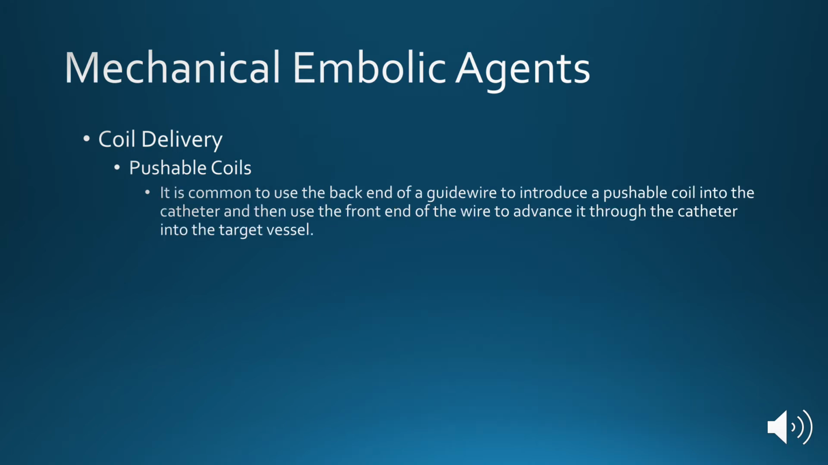It's common to use the back end of a guide wire to introduce a pushable coil into a catheter and to then flip the wire around and use the front end of the wire to advance it through the catheter into the target vessel.